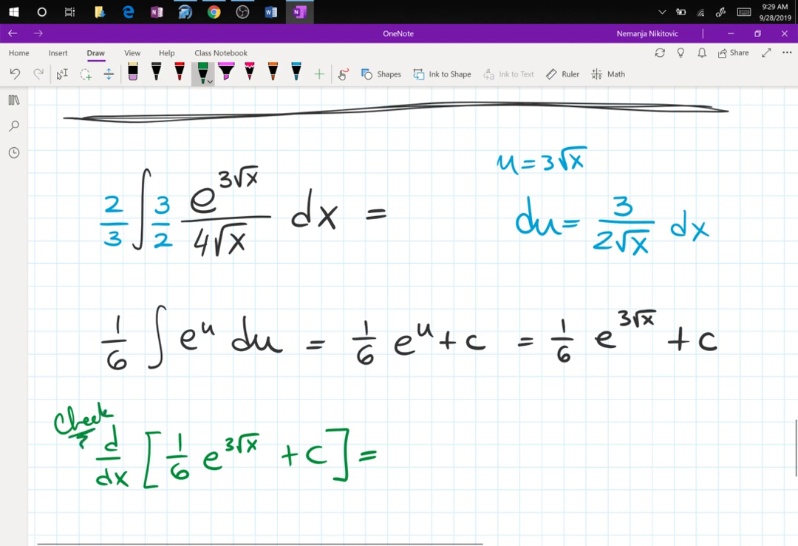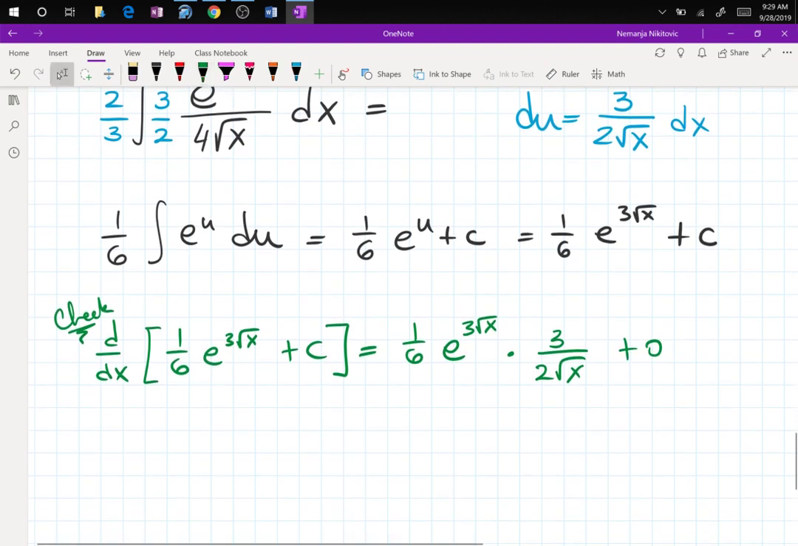So to check, all I need to do is to take the derivative. I will copy 1 over 6. The derivative of e to the f of x is e to the f of x, times the derivative of the exponent, which is 3 over 2 root x, and then the derivative of plus c is 0.